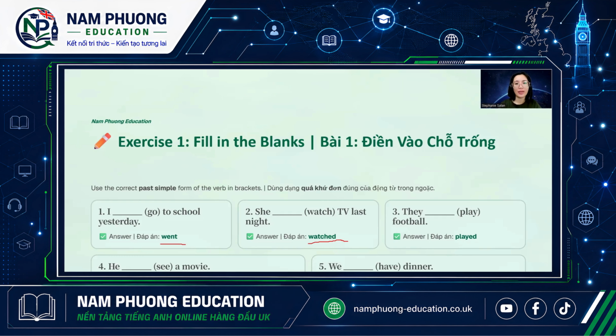Number 3, they blank football. Our verb is play. 3, 2, 1. Good job. The answer is played. They played football. Again, we add ed at the end of the verb.